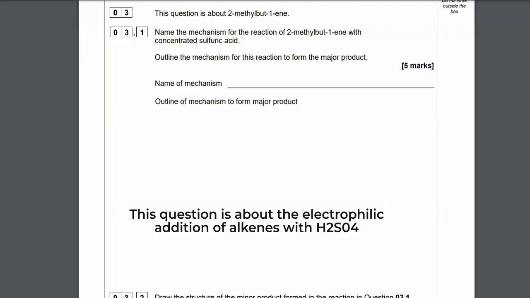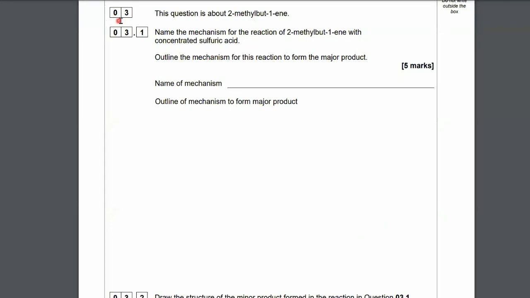Okay, this question is about the electrophilic addition of alkenes with H2SO4. We're looking at question 3, 2022, paper 2. This question is about 2-methyl-but-1-ene. Name the mechanism for the reaction of 2-methyl-but-1-ene with concentrated sulfuric acid. Outline the mechanism for this reaction to form the major product. And give the name of the mechanism, and this is worth 5 marks.